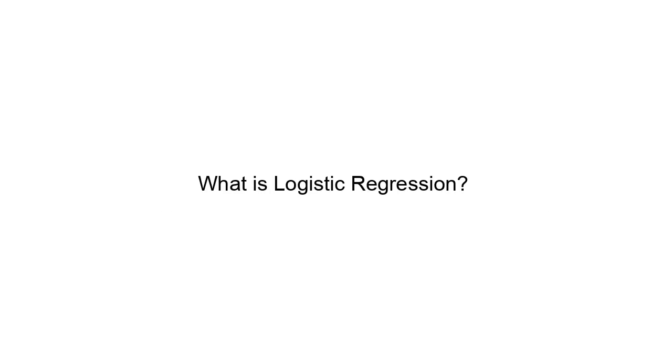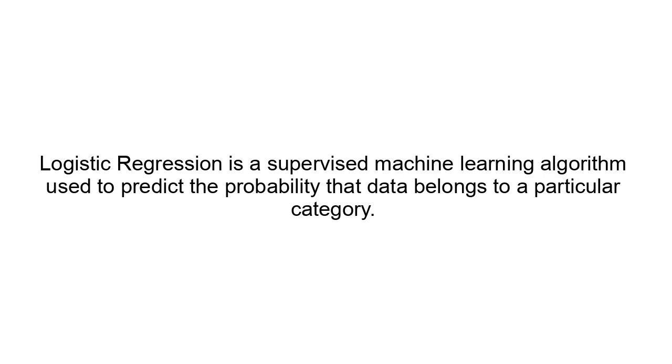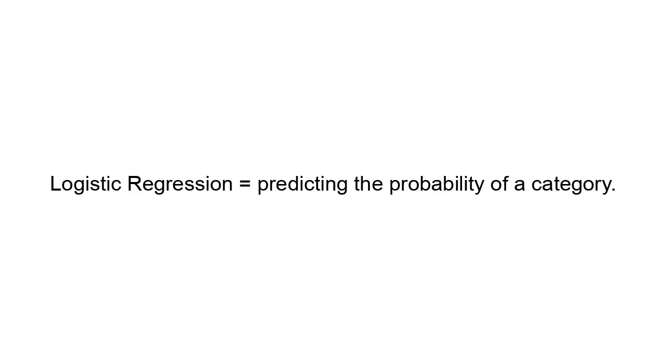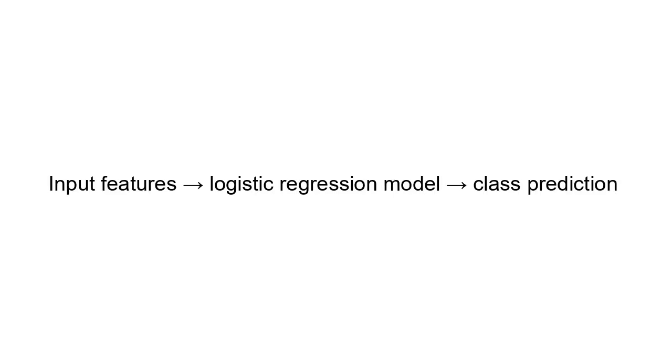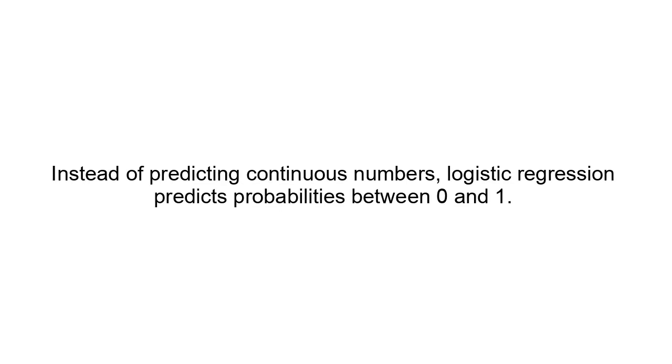What is logistic regression? Logistic regression is a supervised machine learning algorithm used to predict the probability that data belongs to a particular category. In simple words, logistic regression equals predicting the probability of a category. Example concept: input features lead to a logistic regression model, which leads to a class prediction. Instead of predicting continuous numbers, logistic regression predicts probabilities between 0 and 1.